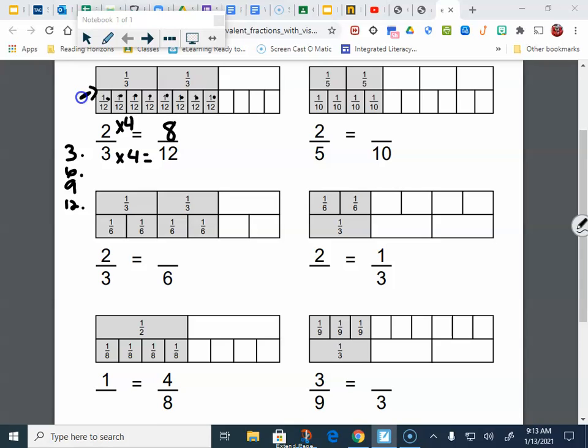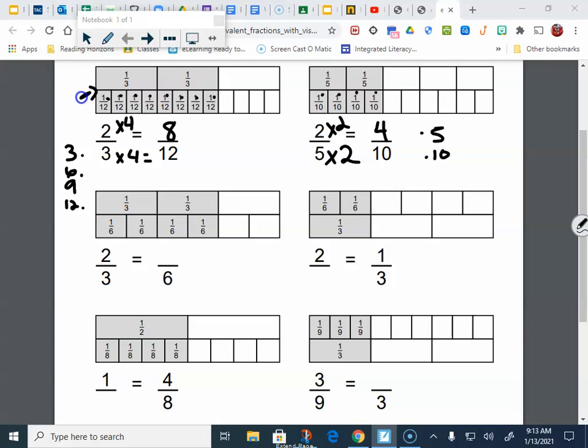For the next one, we've got 2/5 equals something over 10. Well, what times 5 equals 10? 5, 10. So 1, 2. 5 times 2 equals 10. So I would also have to do that to the top, because whatever I do to the denominator, I have to do to the numerator. 2 times 2 equals 4. Or I can just count right here. 1, 2, 3, 4.